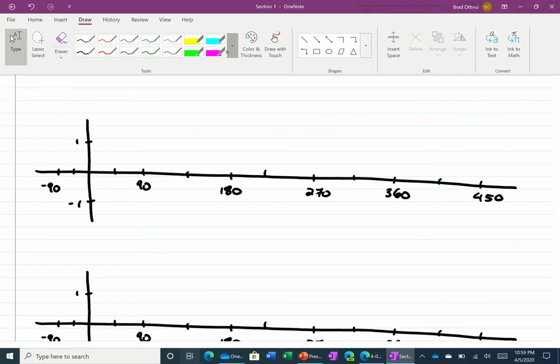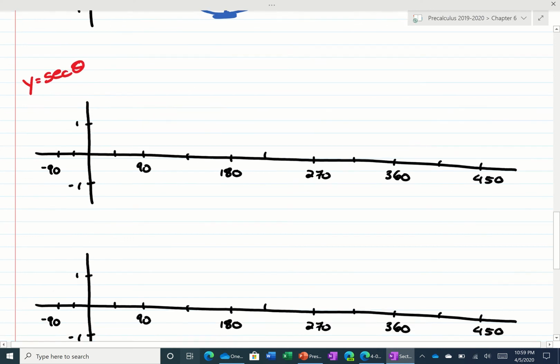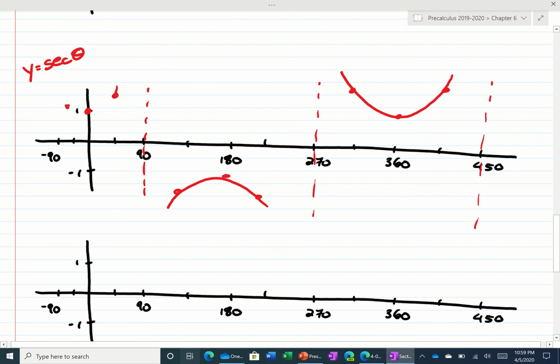Let's go to secant. And for your homework tonight, you're going to be expected to do what I'm doing here, plot the points and see what it looks like. All right, so for secant of 0, it's 1, and then we go 1.4, and then 90 is undefined. It goes negative 1.4, negative 1, negative 1.4, and then undefined. 1.4, 1, 1.4, and then undefined. So we've seen this kind of graph before. Probably going to look something like this. These would be parabolas that are alternating.